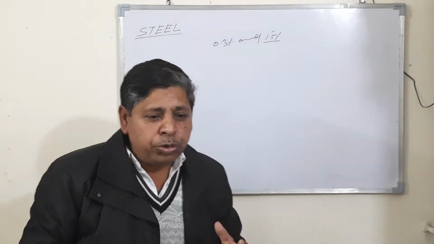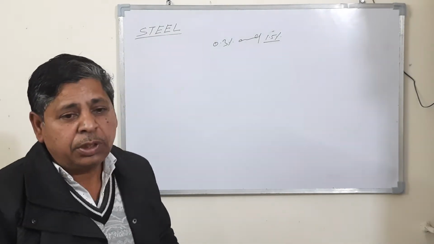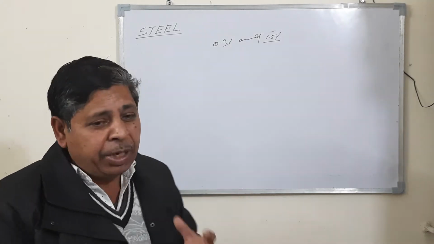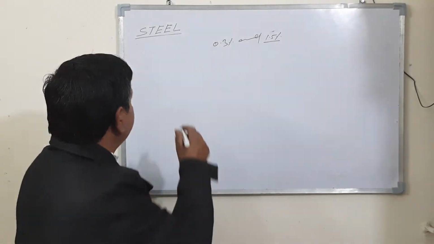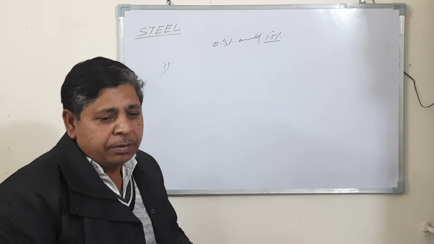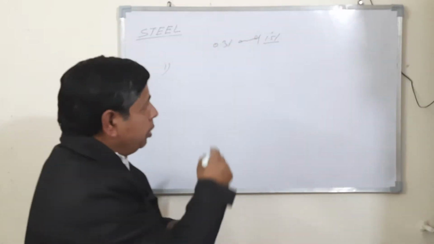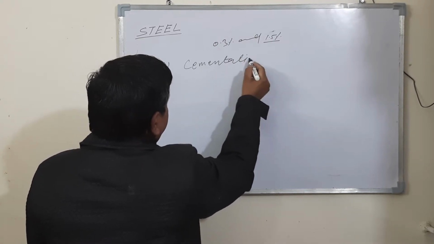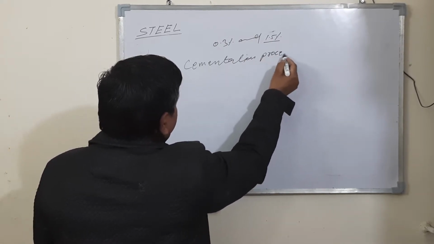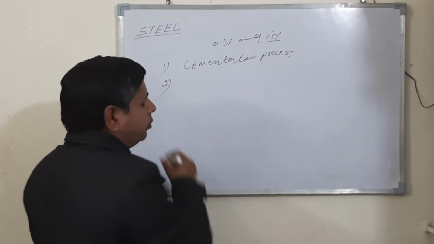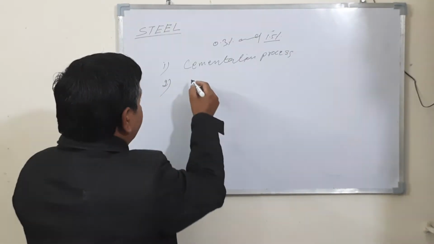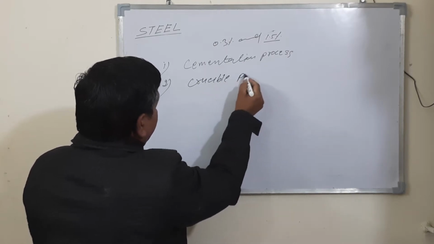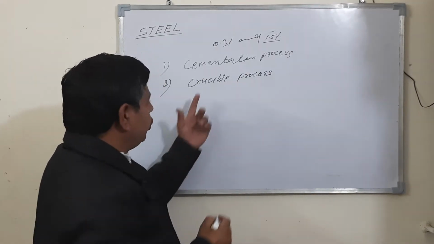So how is steel produced? Steel is produced with the help of different types of processes. Number one is the cementation process. Number two is the crucible process.